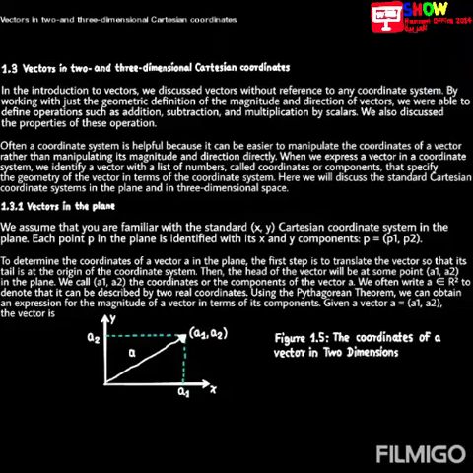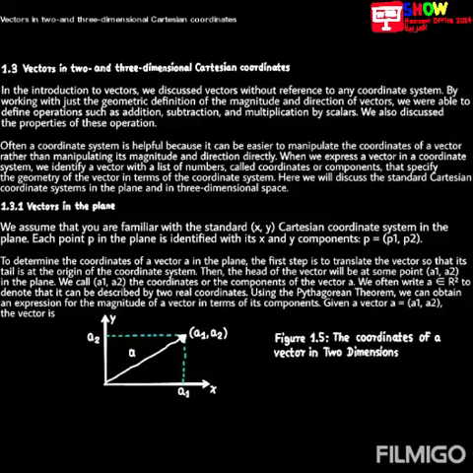Often a coordinate system is helpful because it can be easier to manipulate the coordinates of a vector rather than manipulating its magnitude and direction directly. When we express a vector in a coordinate system, we identify a vector with a list of numbers called coordinates or components that specify the geometry of the vector in terms of the coordinate system. Here we will discuss the standard Cartesian coordinate systems in the plane and in three-dimensional space.